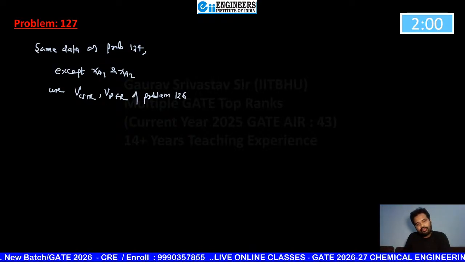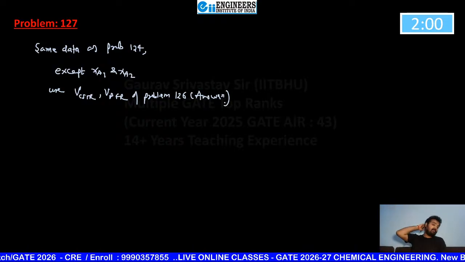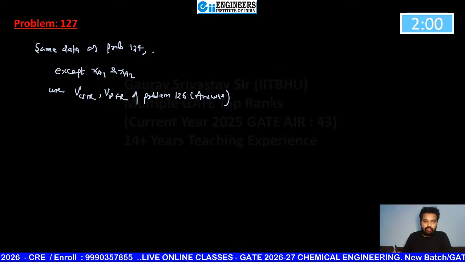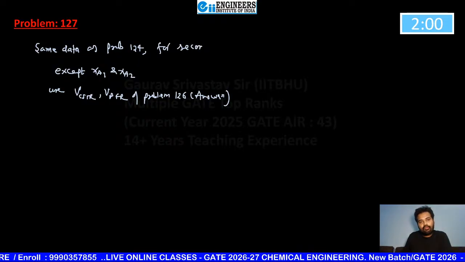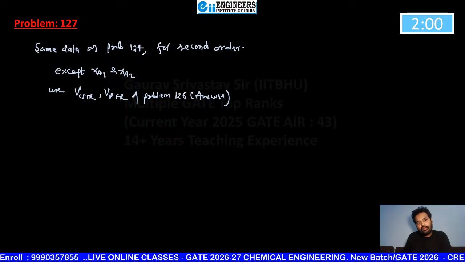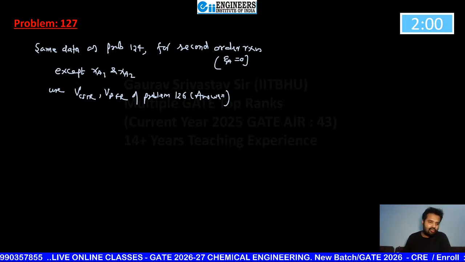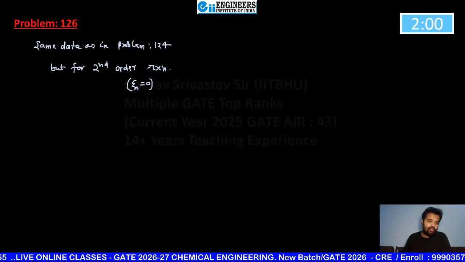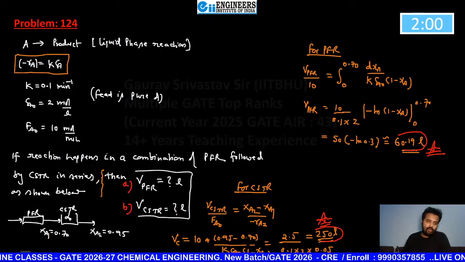problem 126 answer. The volumes you get as answers in that problem, you have to use those volumes here, okay. And clearly again same data as problem 124 except this, but for second order reaction, and clearly again we are dealing with epsilon A equals 0. What will happen if epsilon A is not equal to 0? Don't worry, you will also see. Clearly here also, because liquid phase is mentioned, no need to worry about epsilon.